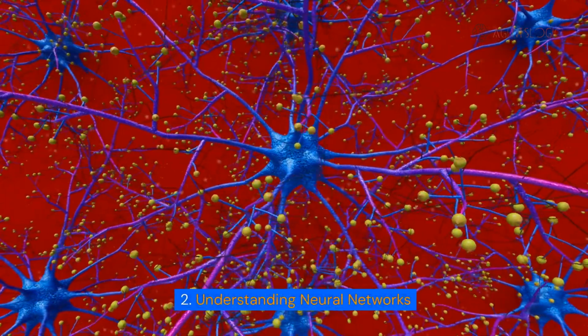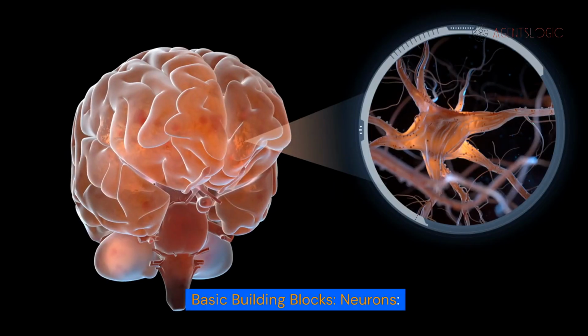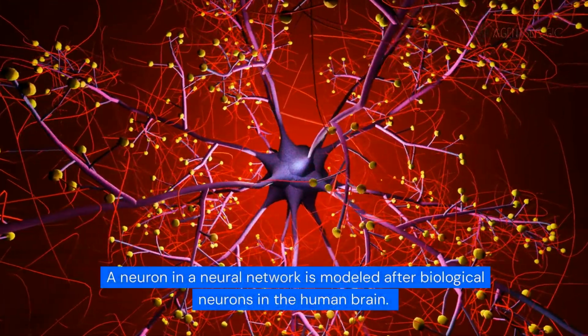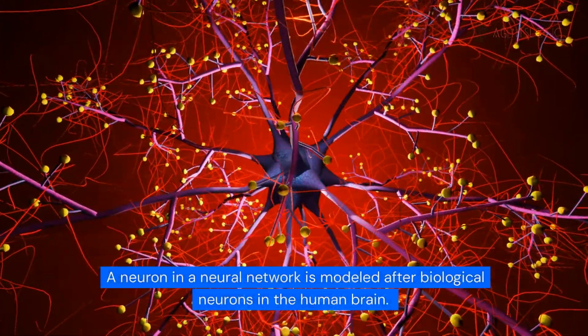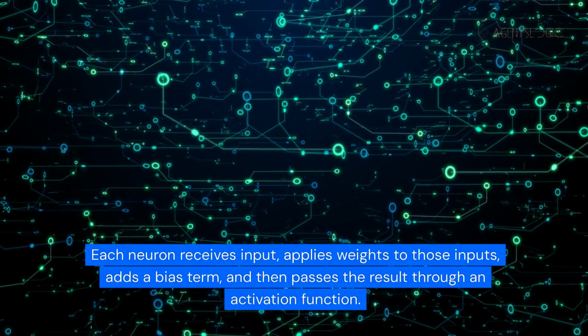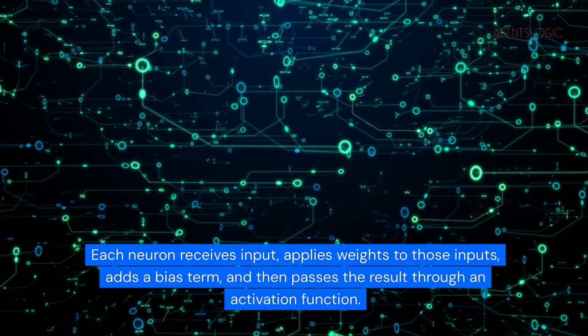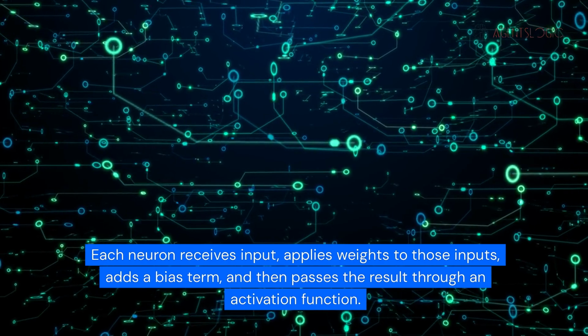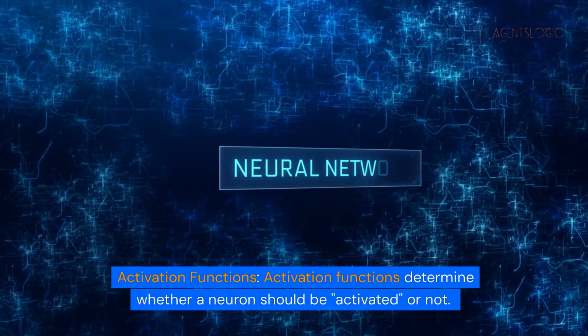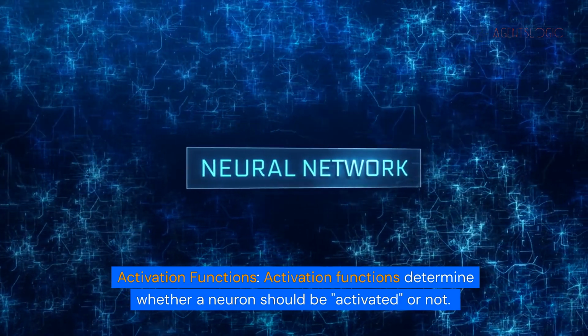2. Understanding neural networks. Basic building blocks. Neurons. A neuron in a neural network is modeled after biological neurons in the human brain. Each neuron receives input, applies weights to those inputs, adds a bias term, and then passes the result through an activation function. Activation functions. Activation functions determine whether a neuron should be activated or not.